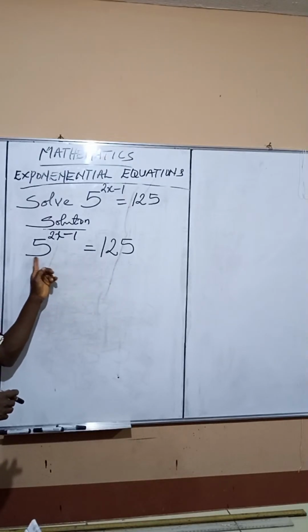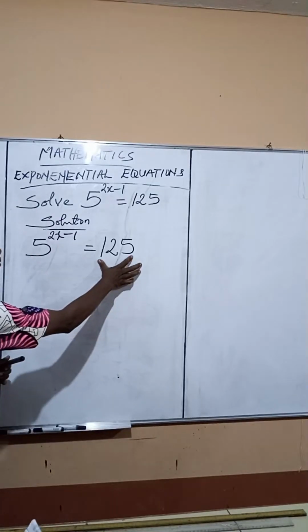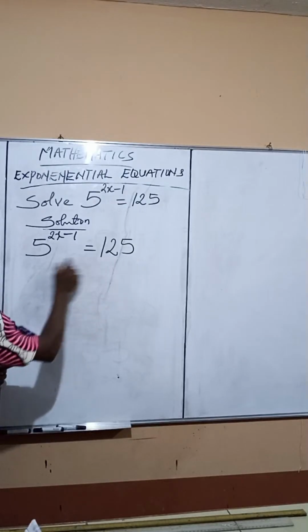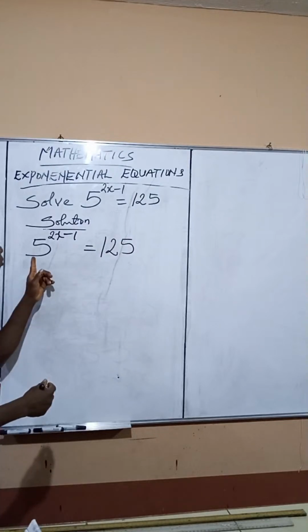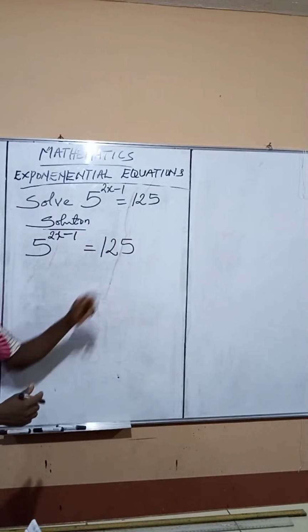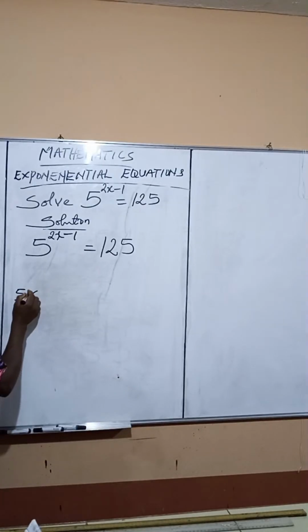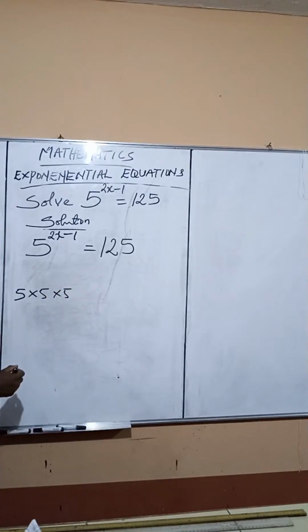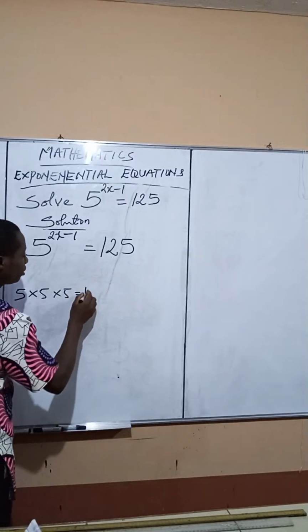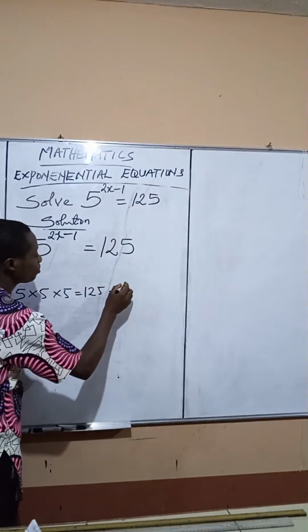There is no way we can reduce this again. This is the lowest number we can give to this. So what are we going to place here? If we place 5 here, what will be the exponent of 5 to give us 125? So we are going to have 5 times 5. 5 times 5 is 25. Then what about 25 times 5? It will give us 125.